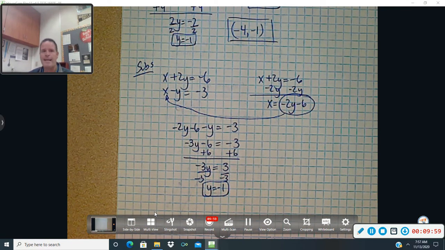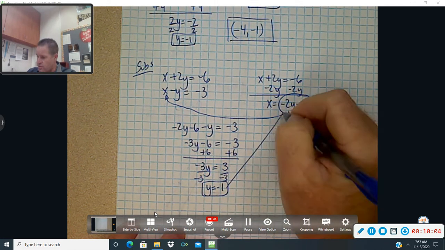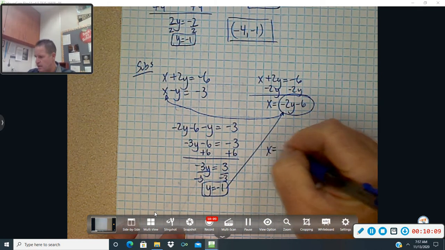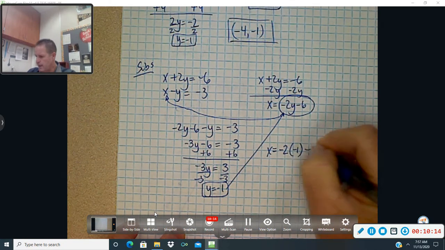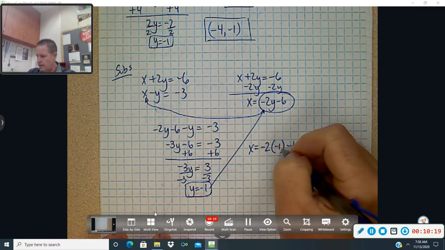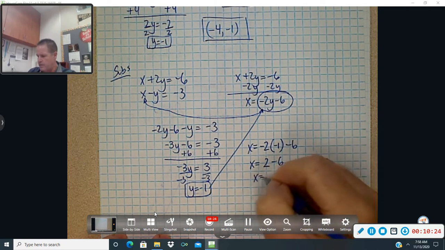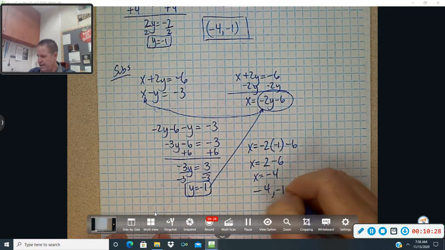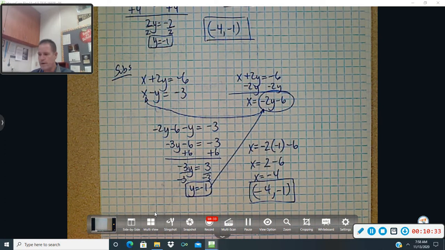Now I need to plug back in, and it doesn't matter which one you plug into. I'm going to plug into this one right here for y. Okay, so if I do that, I'm going to have x equals negative 2 times negative 1 minus 6. Well, negative 2 times negative 1 is positive 2 minus 6, x equals negative 4. And I should be shocked by this, but I get the same answer. And you better get the same answer. Negative 4 comma negative 1.